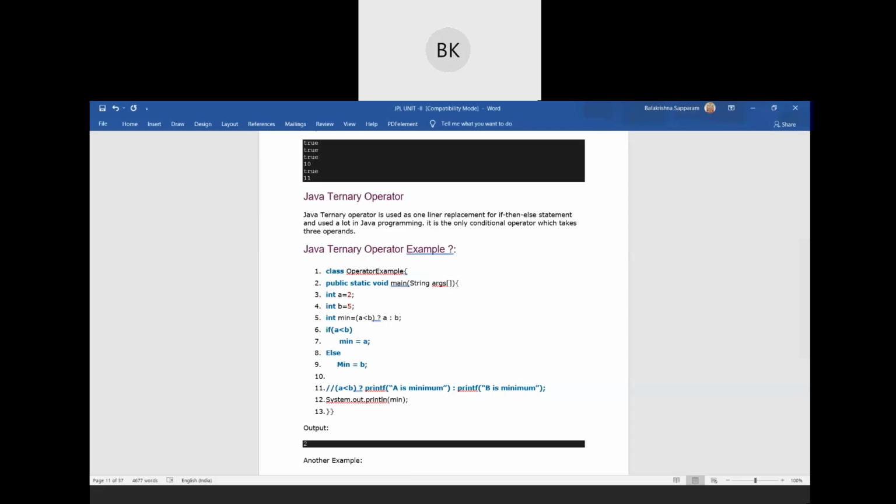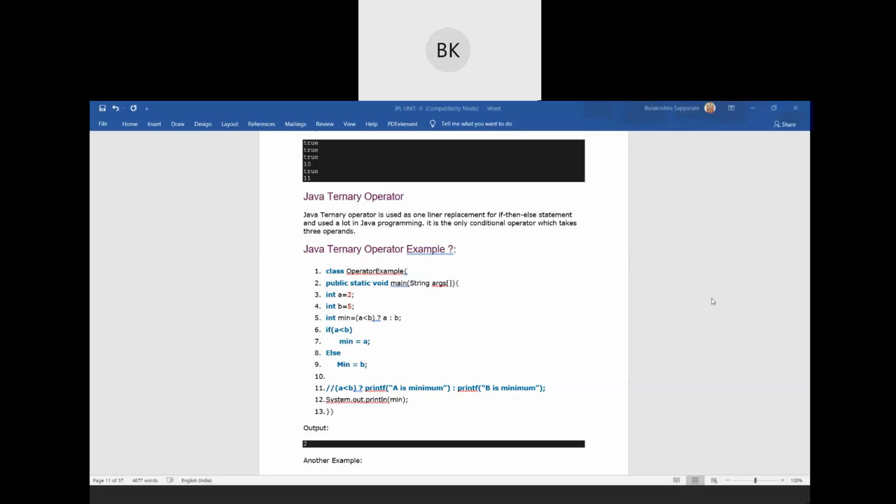Instead of writing if and else, this is a very important question interviewers can ask: how can you find out which is the minimum without using an if else statement? Our answer is with the help of the ternary operator. Using the ternary operator, you have to solve the problem. No need of if else.